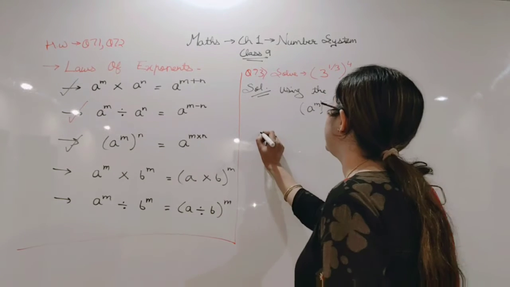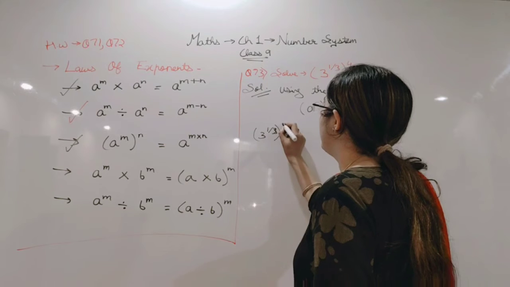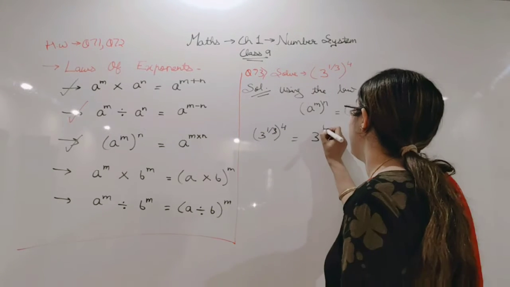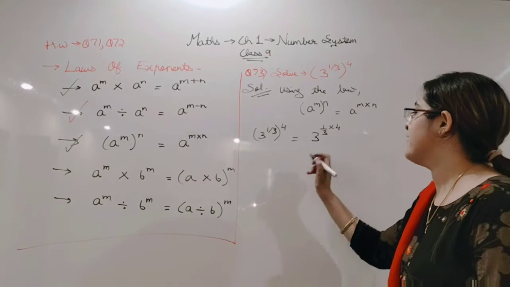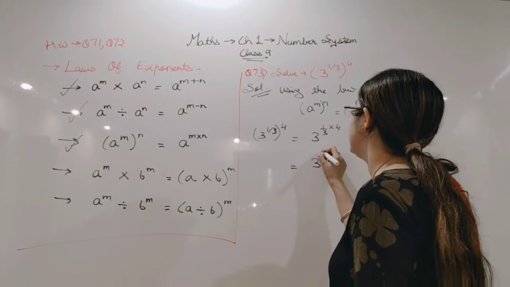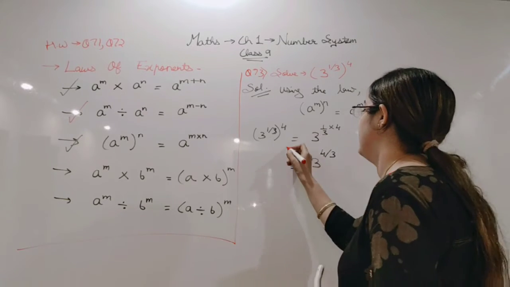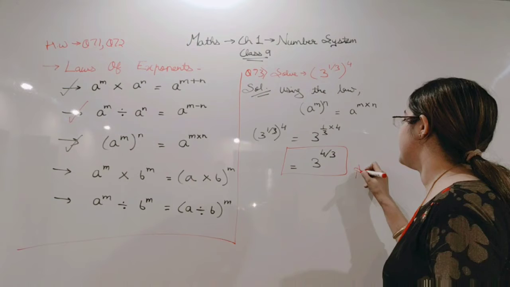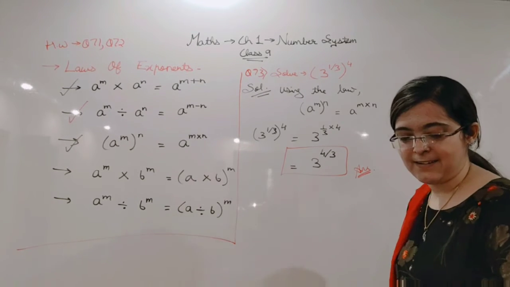Okay, so what we will write? 3 to the power 1 by 3, whole to the power 4. What will it be? It will be 3 to the power 1 by 3 into 4. That means when we multiply, what we will get? 3 to the power 4 by 3. This is your final answer. Okay, 4 into 1 is 4, and in the denominator it is only 3. Is it clear, students?